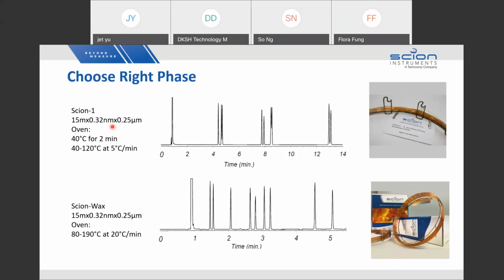Then we switch to a wax column. This is a polar column, polar stationary phase, which means this type of compound is more polar. You change to a different column and change the oven ramp temperature program a little bit. Then you're able to separate all of them within 5 minutes. From 14 minutes to 5 minutes is almost 2 times faster. This is a pretty good example.